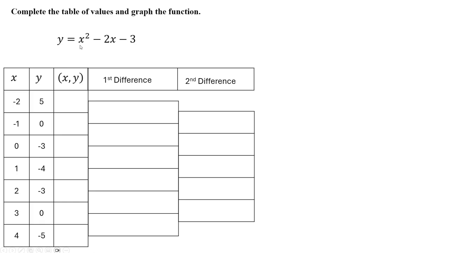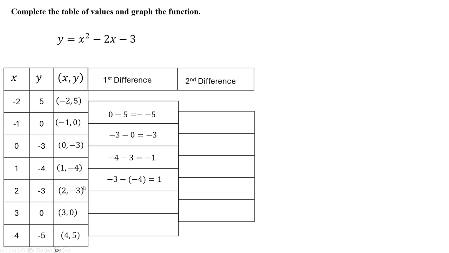This equation, x squared minus 2x minus 3. This does have an x squared in it, so we might expect it to be a parabola. Once again, we're given the x and y values for a number of coordinates, which we can fill in. Now, to calculate the first difference, we take 0 minus 5, gives us negative 5, and we work our way down and calculate the rest of the first differences.